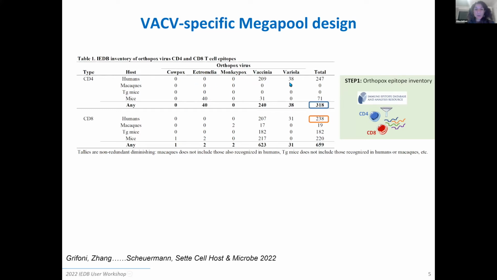This is a tally of the query in IEDB. As you can appreciate, the majority of epitopes, whether CD4 or CD8, and disregarding the host, come from the vaccinia vaccine strains. And so we decided to design pools specifically for CD4 and CD8 T cells. For the CD4, we've been broader and we actually included multiple hosts, with the assumption that those can also be detected in humans. For the CD8 instead, we focused only on humans because we want to make sure about the HLA class I restriction, and that's what we were interested in.